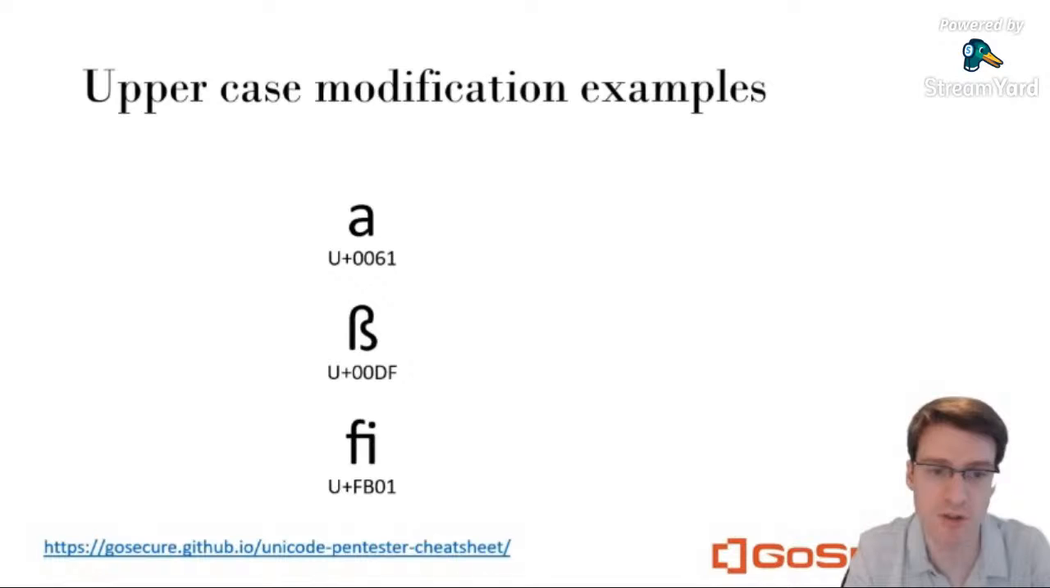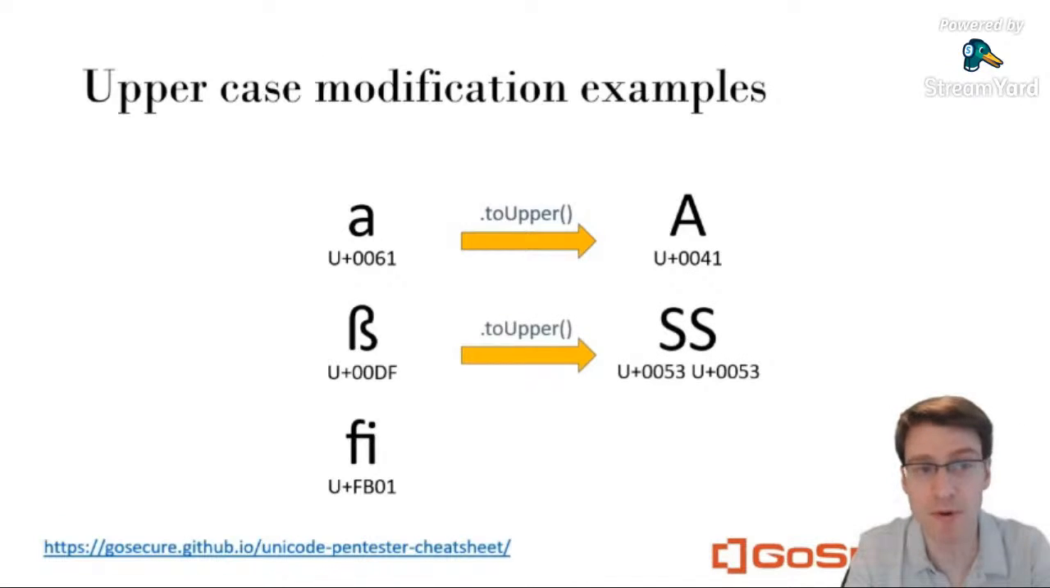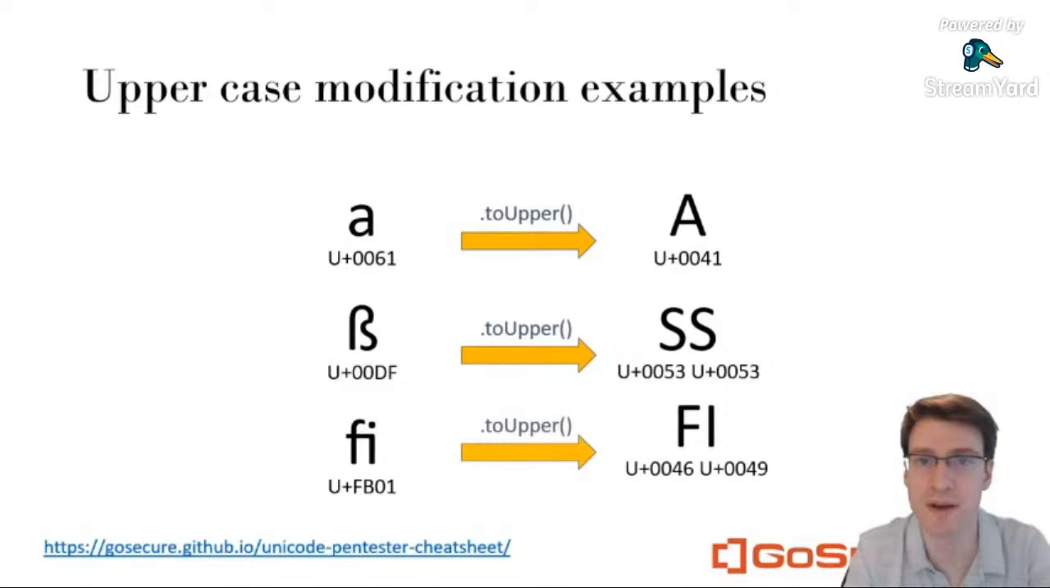For the Latin character a, no surprise, the uppercase version will be 41, so this is equivalent to ASCII. But here we have this special Unicode character, the German ß, and once it's in uppercase, it becomes 2 S, so 2 Latin S characters. This is part of the language, this is the way German works. Same thing for this character called the ligature of F and I. It will become 2 separate Latin characters.